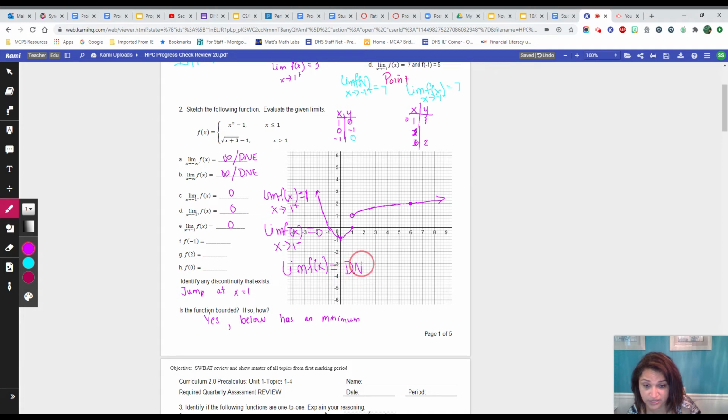And it's regular does not exist. This one doesn't exist infinity. Okay, because it is just does not exist. The limit from the left does not equal the limit from the right, so that limit does not exist.